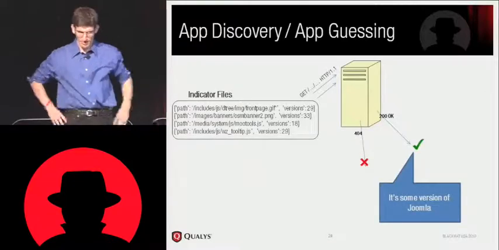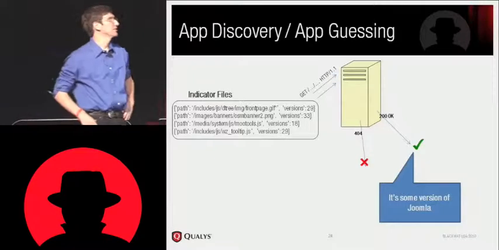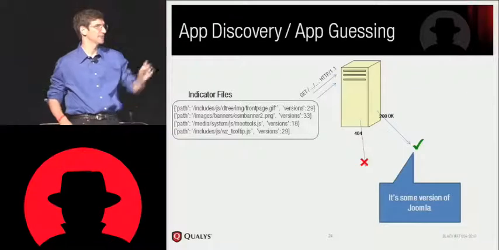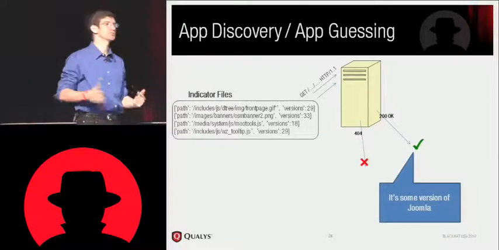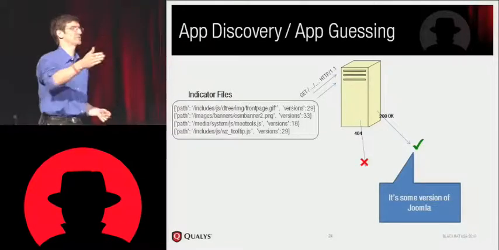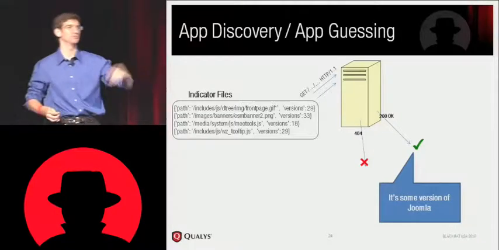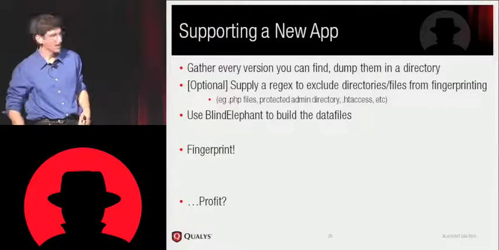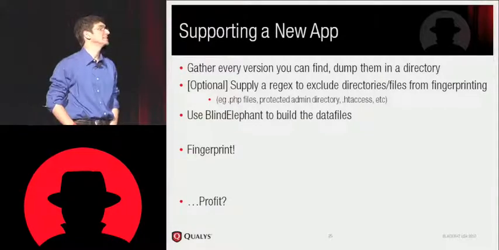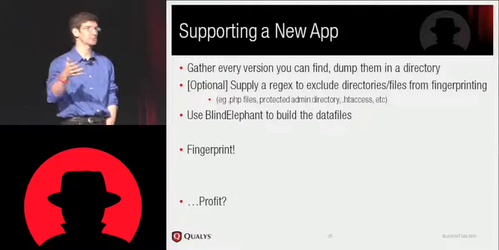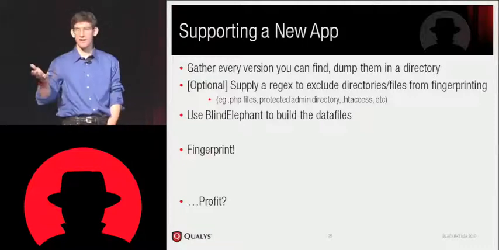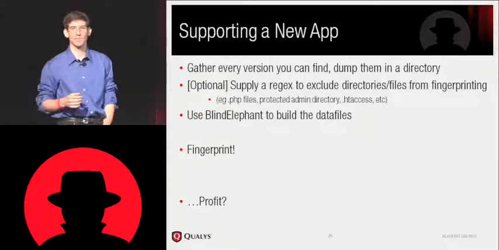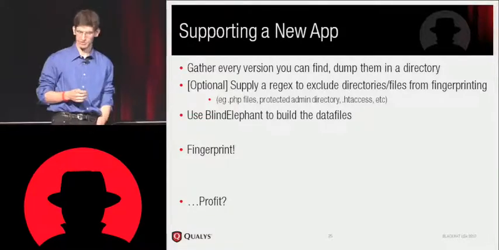All right, so if we're doing app discovery, send those files at it, one of them should come back with a recognized hash, and bing, it's some version of Joomla. We can turn around and then go ahead and do full-on fingerprinting, now that we know it's Joomla, we can use the Joomla tables to fingerprint. Okay, supporting a new application is pretty simple. As I said, gather every version you can, dump them in a directory, chew through them, get out two tables on the end, and then turn around and say, whatever my new app is, fingerprint using those tables.